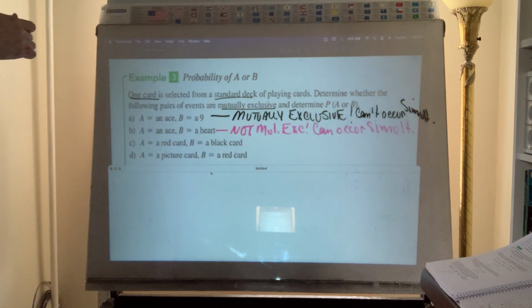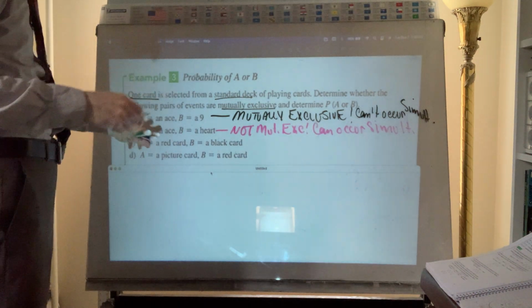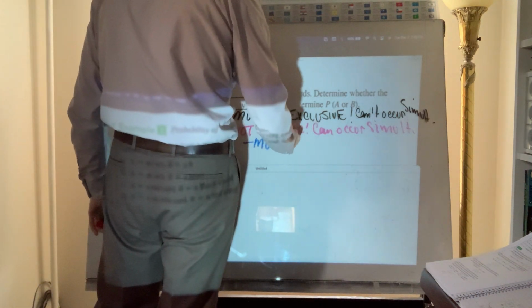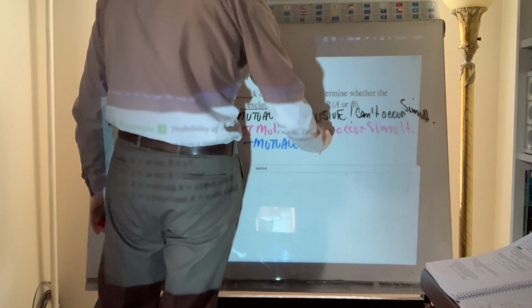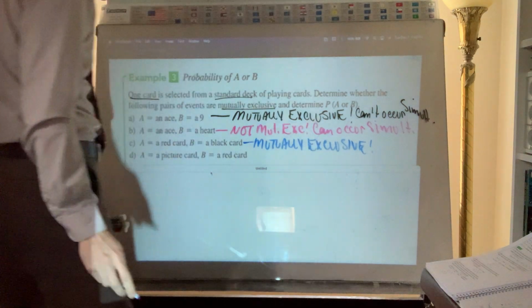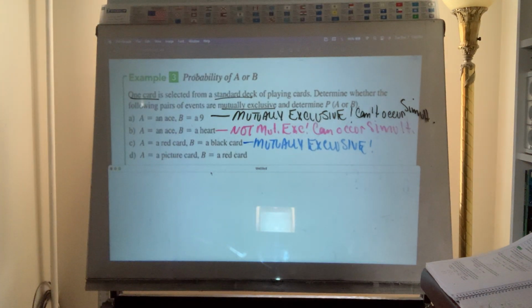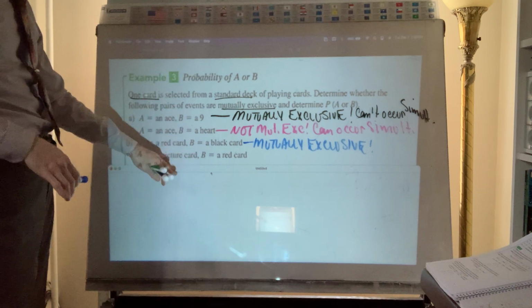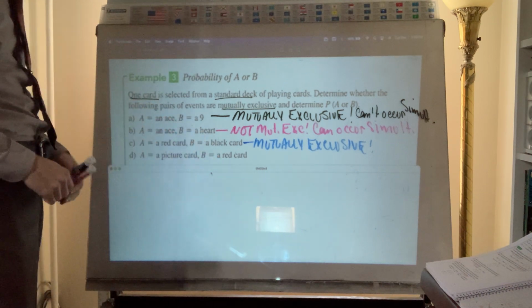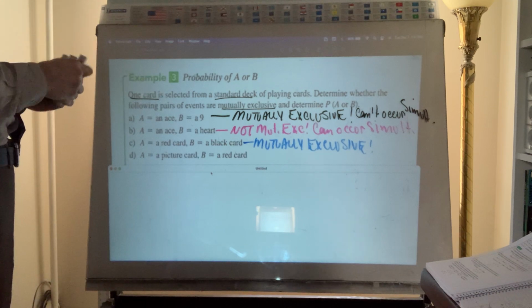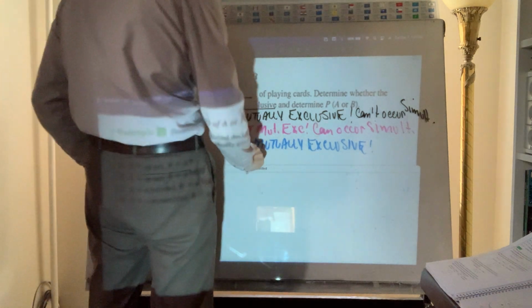A red card and a black card is for sure mutually exclusive. A card can't be both red and black simultaneously in card world. All right. A picture card, or a face card if you like, and a red card. These are not mutually exclusive.